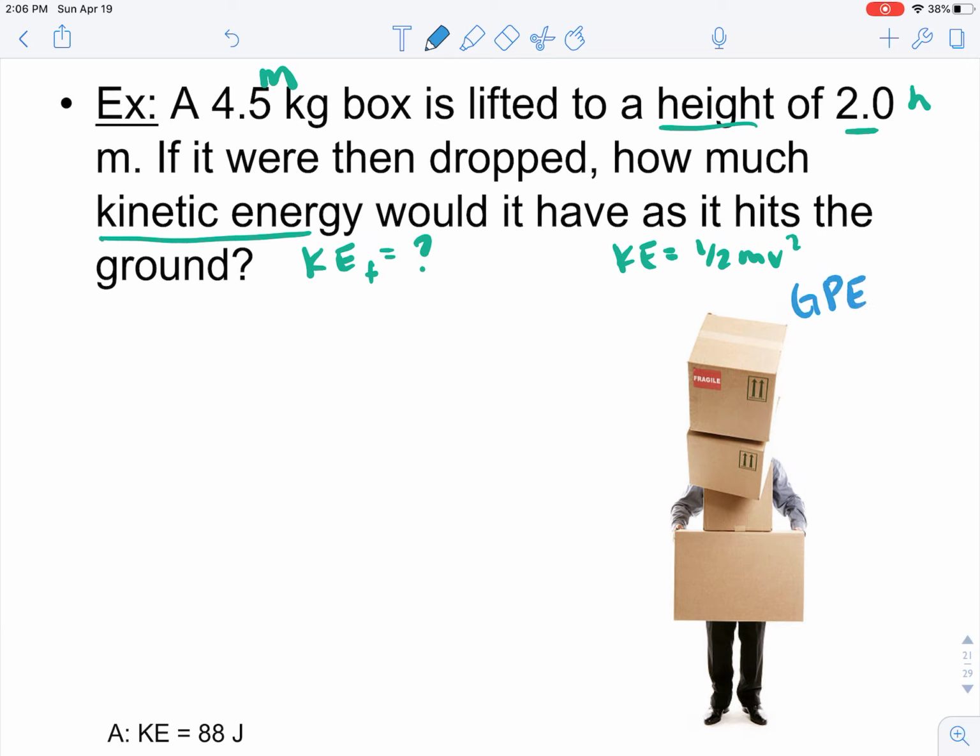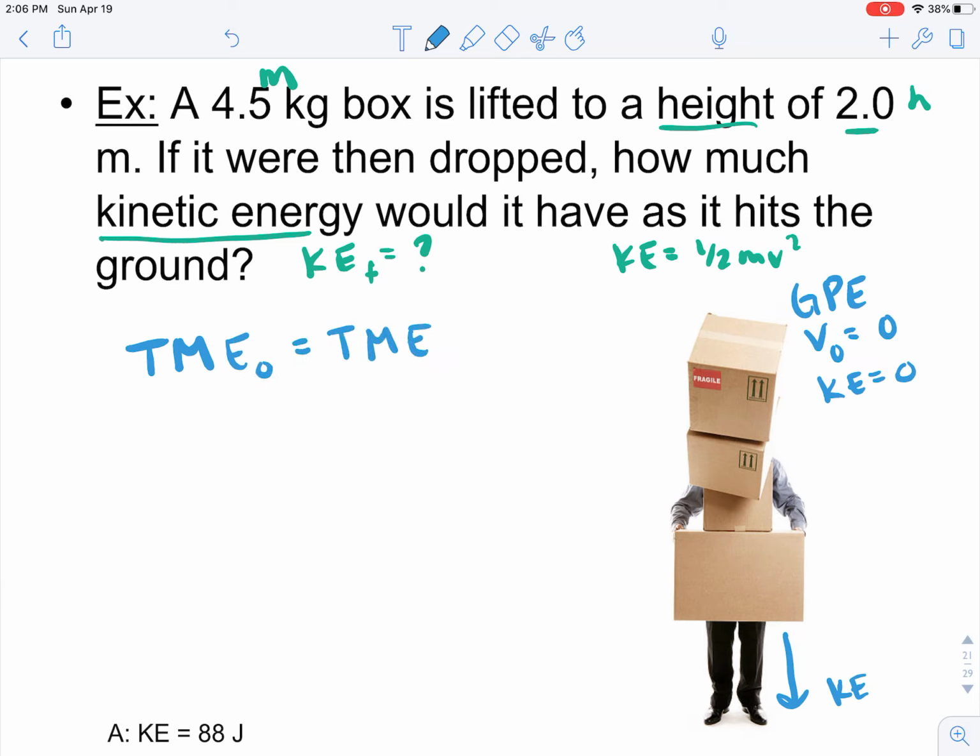After the box is lifted, it has gravitational potential energy. It has a height, but is that box moving? The initial velocity of that box is 0. So I know it doesn't have any kinetic energy. But I do know that as the box falls, it gains kinetic energy. So I am going to use that conservation of energy equation.